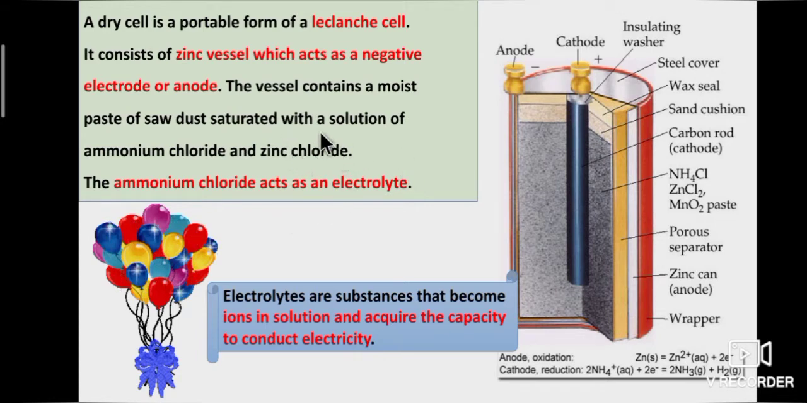Once again I repeat, a dry cell is a portable form of Leclanche cell. The zinc vessel acts as an anode. Ammonium chloride acts as an electrolyte.